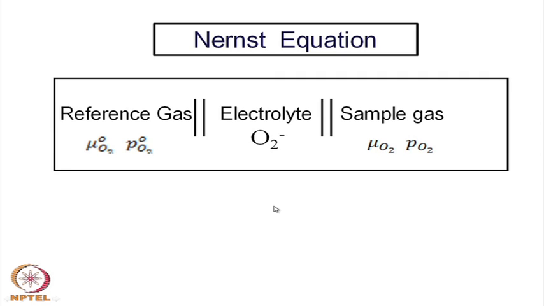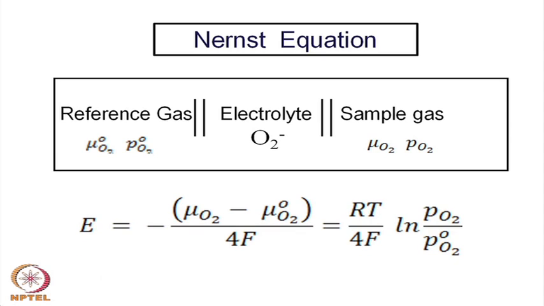Now, if we make an oxygen concentration or electrochemical cell like this, we can find out from the Nernst equation what the EMF generated is. There will be an EMF generated because in the electrochemical cell there is an electrolyte and two electrodes, one is the anode and this is the cathode. So, this is minus mu O2 minus mu O2 0 by 4F. 4 is the number of electrons transferred during the oxidation reduction reaction, and mu is nothing but RT ln PO2. So, you have RT by 4F ln PO2 by PO2 0, or PO2 naught. So, this is the EMF.